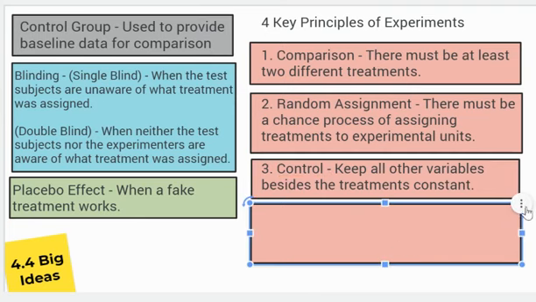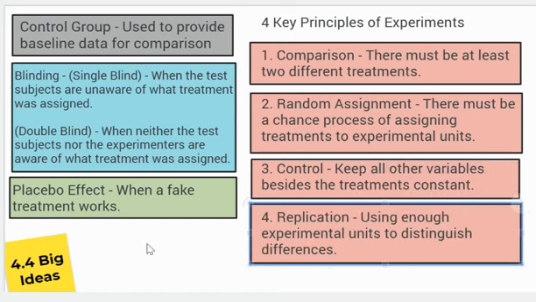And then finally, the last characteristic of a well-designed experiment is replication. You need to make sure that you use enough experimental units to distinguish differences. Replication means that you need to repeat the experiment for multiple experimental units. If we only had 2 experimental units, that's not enough to distinguish any differences. So replication means that we need to repeat this experiment on multiple experimental units in order to distinguish differences.